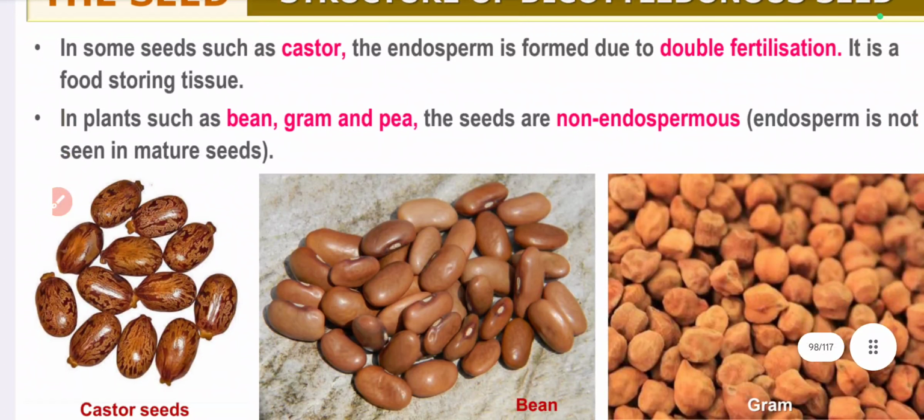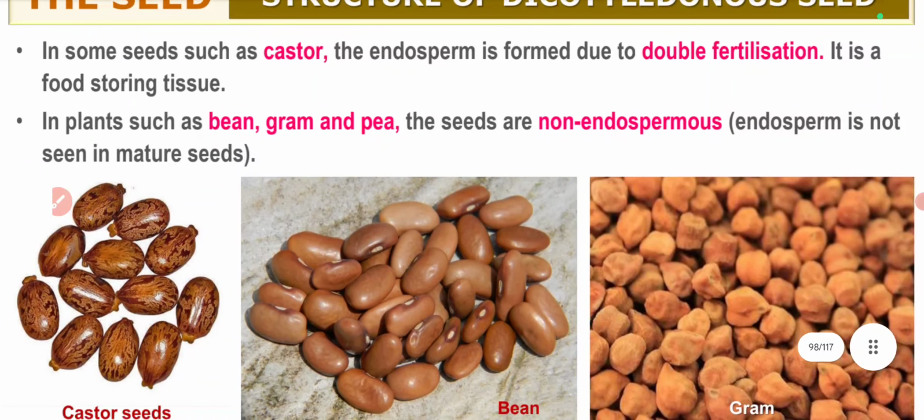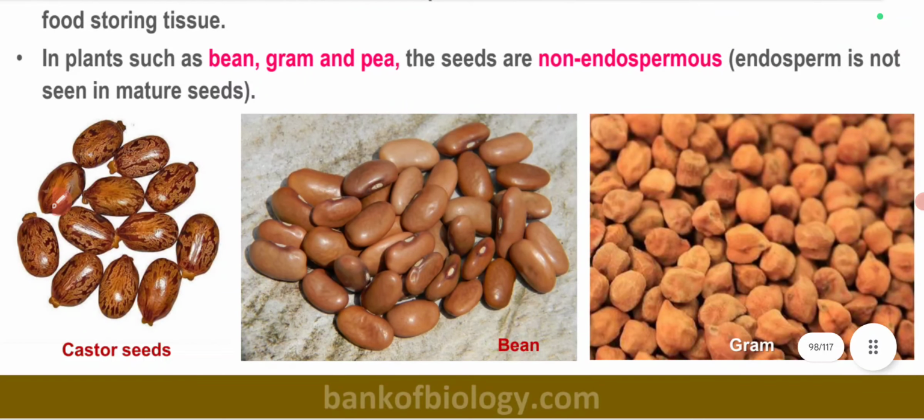In some seeds such as castor, the endosperm is formed due to double fertilization. It is a food storing tissue. In plants such as bean, gram and pea, the seeds are non-endospermous, meaning endosperm is not seen in the mature seed. Bean, gram and pea.